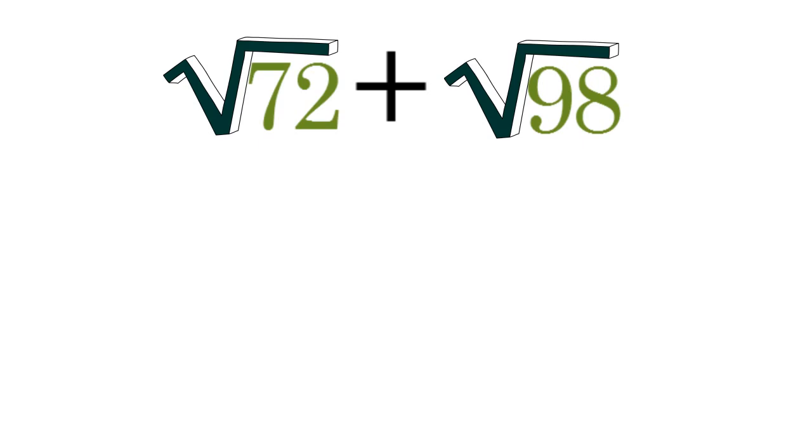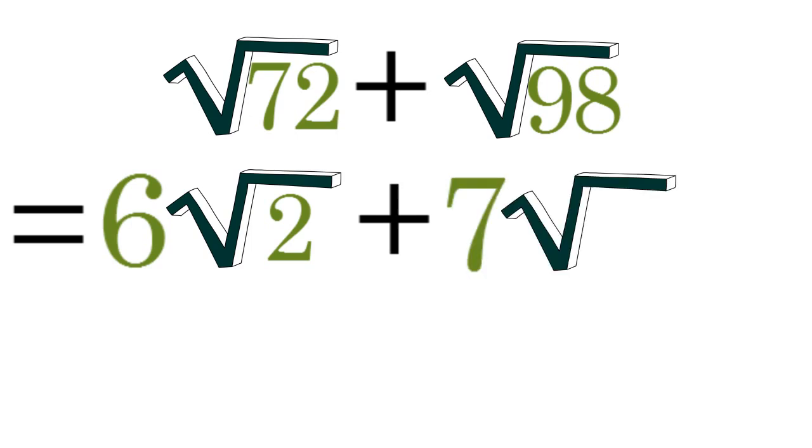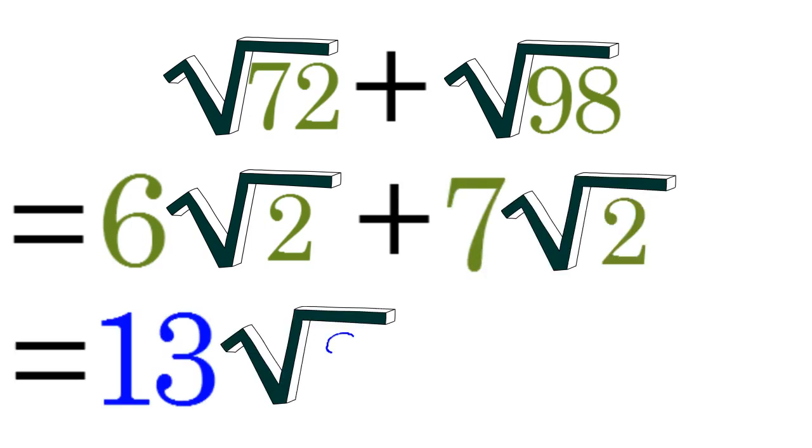similar. For example, to add radical 72 plus radical 98, notice that radical 72 equals 6 radical 2, and that radical 98 equals 7 radical 2, so their sum equals 13 radical 2.